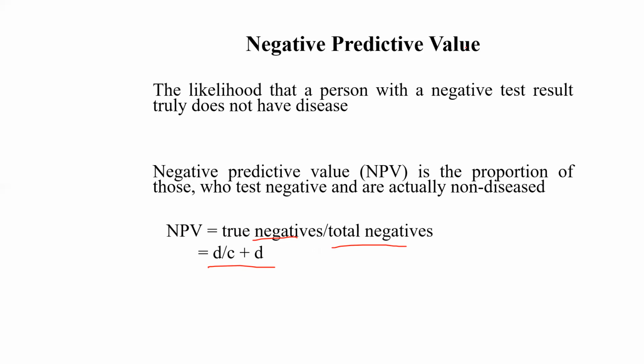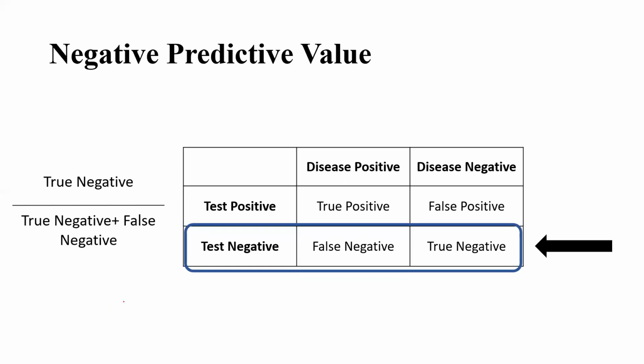So in this video, we discussed what true positive, true negative, false positive, and false negative are, what sensitivity and specificity are, and what positive predictive value and negative predictive value are. The negative predictive value is D divided by C plus D, and we can also calculate it from the total negatives, false negative and true negative, as true negative divided by true negative plus false negative. So this is about the diagnostic test.